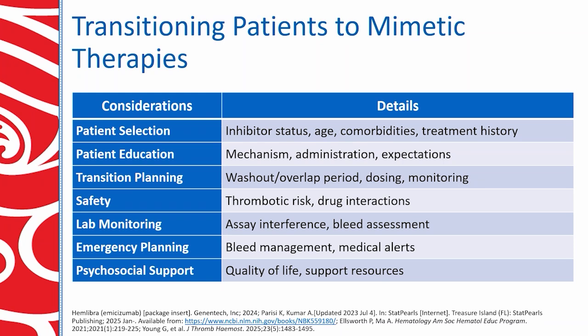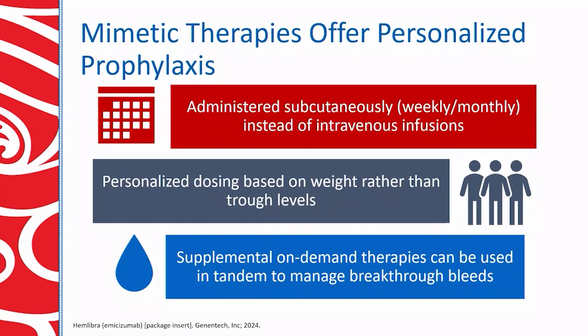What is becoming complex is lab monitoring. So you should know that there is interference with the routine coagulation tests that you use. And you should also have an emergency plan in case of bleeding or in case of other acute issues here. And sometimes patients, of course, also need psychosocial support here.